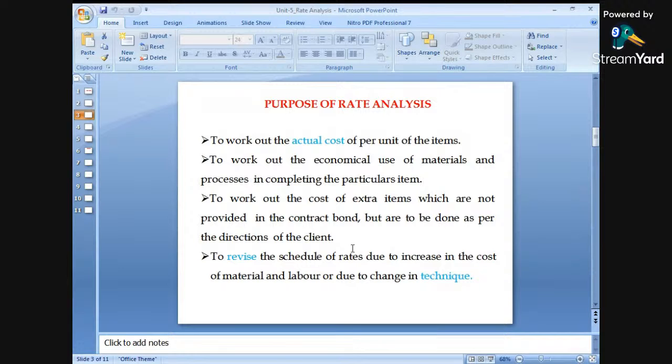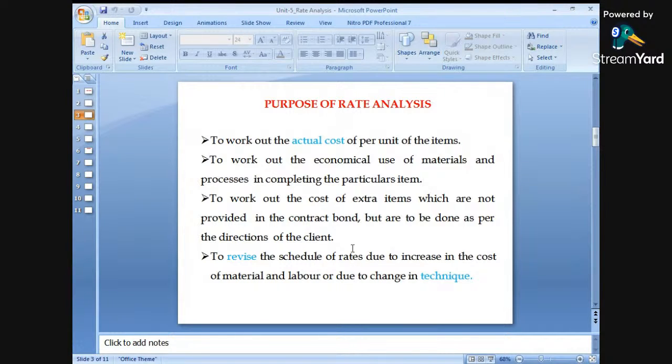Next, the number 2 point is to work out the economical use of materials and processes in completing the particular items, particular types of activities. Okay? So how much, what are the materials required in an economical way?